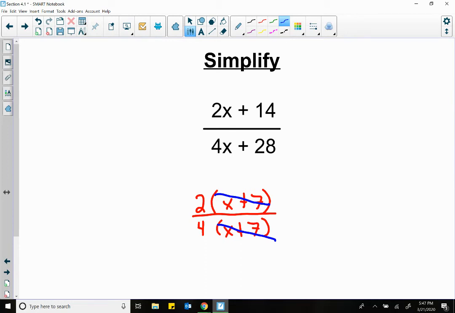Yay! And then over here, now look what you got left. You just got 2 over 4. Well, you know that can reduce down to a half. And that's the answer they're looking for on this.